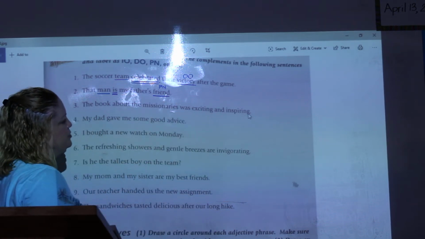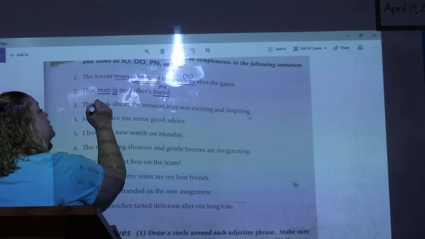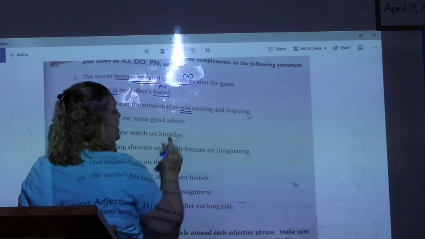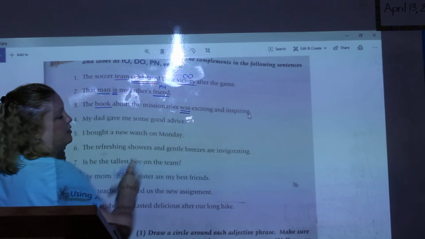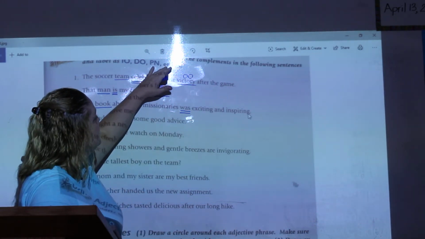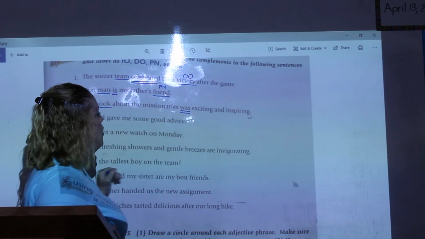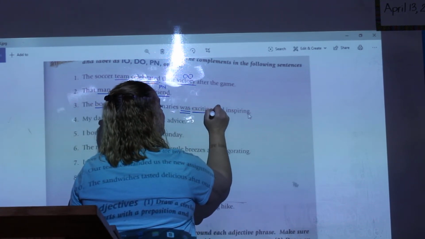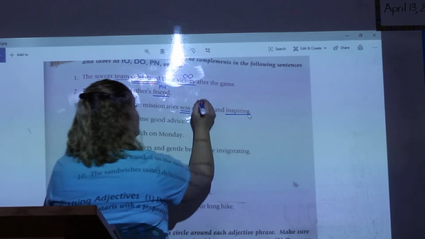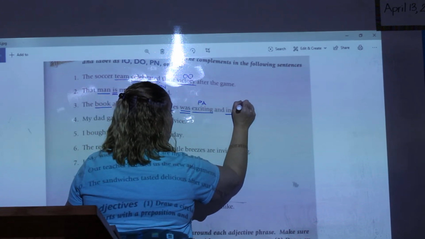All right, the book about the missionaries was exciting and inspiring. Your subject, book. Where's your verb? It's further on in the sentence, and it is a linking verb. So we're not looking again for a direct object or an indirect object. We are looking for a predicate nominative or a predicate adjective. Those follow linking verbs. Was what? Well, exciting and inspiring. And hopefully you recognize that these are adjectives. So this would be your predicate adjectives.